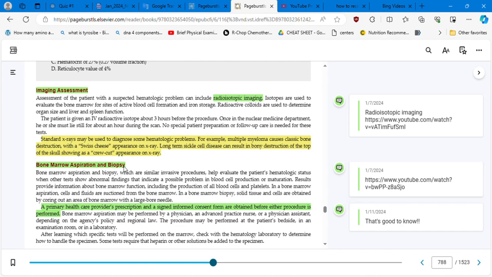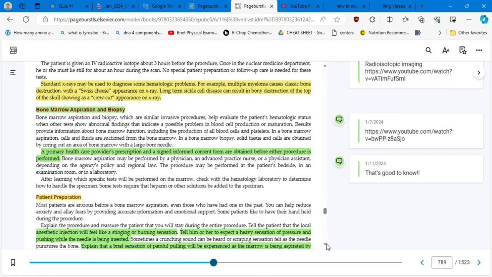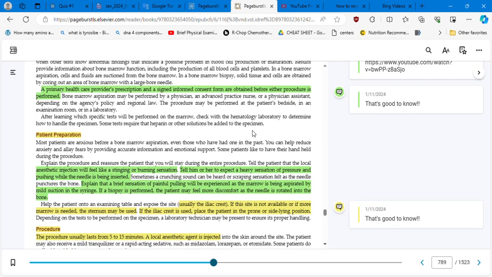Bone marrow aspiration and biopsy. There is a video as well that you can see. The most important thing about bone marrow is that we need to consider the informed consent and obtain this before the procedure. Okay, that's good to know.